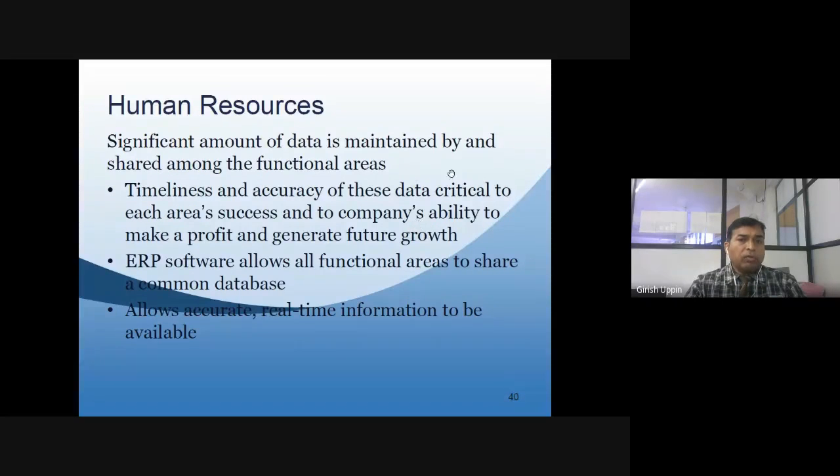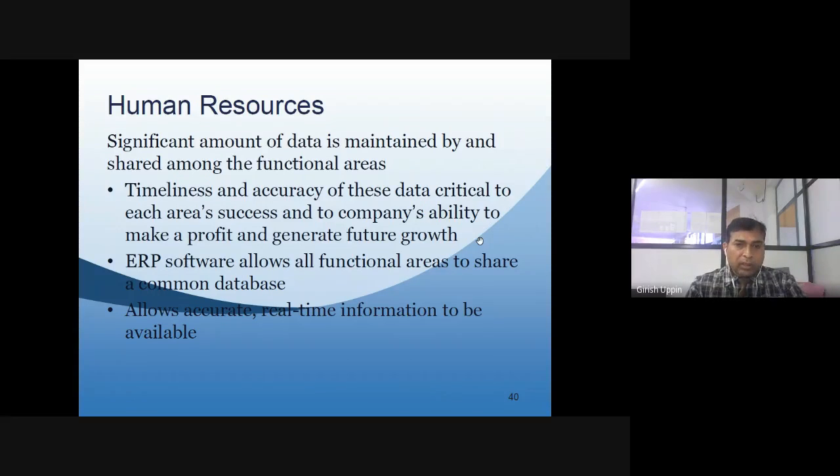Significant amount of data is maintained by and shared among the functional areas. So if you saw so far, there is a lot of information that is shared among the different functional areas. Timeliness and accuracy of the data is critical to each area's success and the company's ability to make a profit and generate future growth. So the timeliness and accuracy of the data is very, very important in order for each of these areas to work properly.